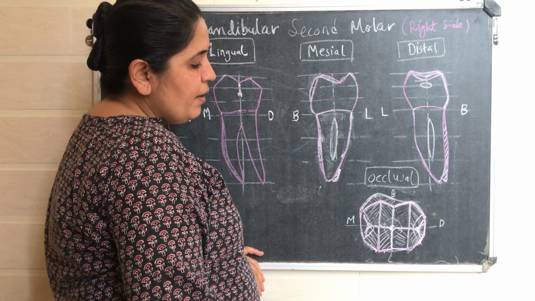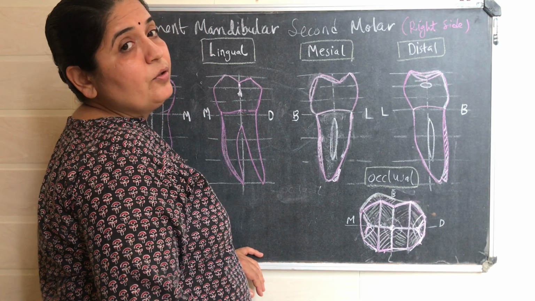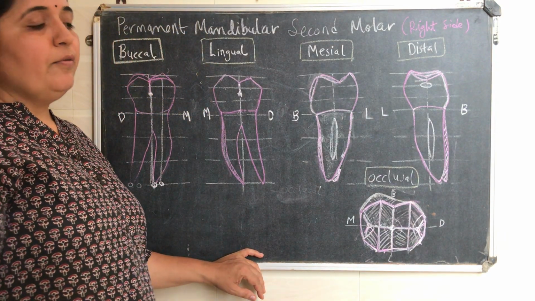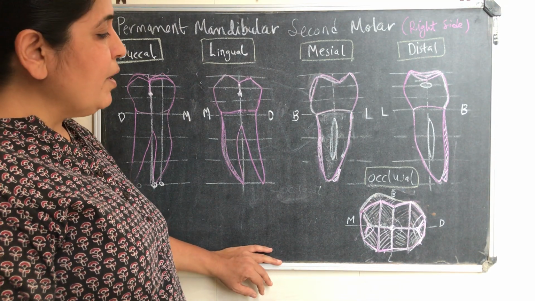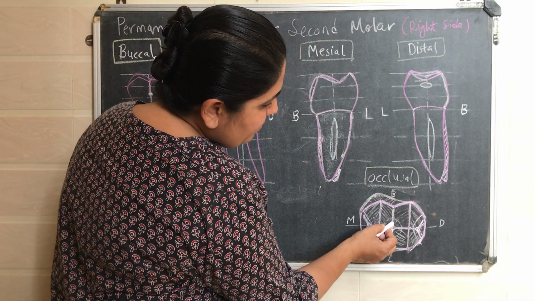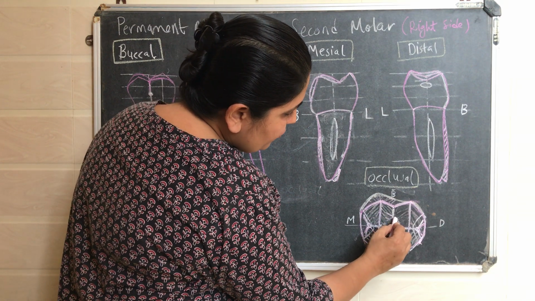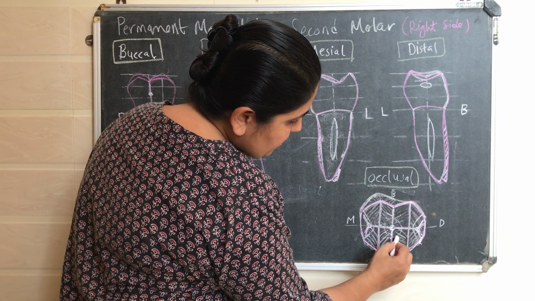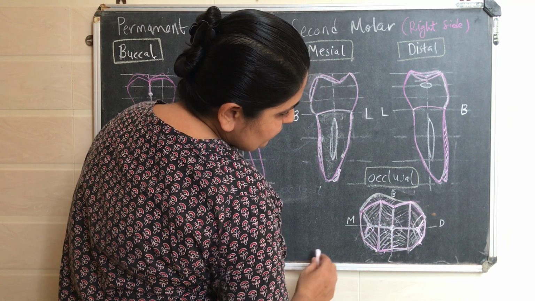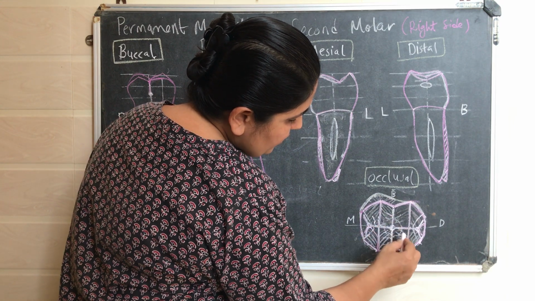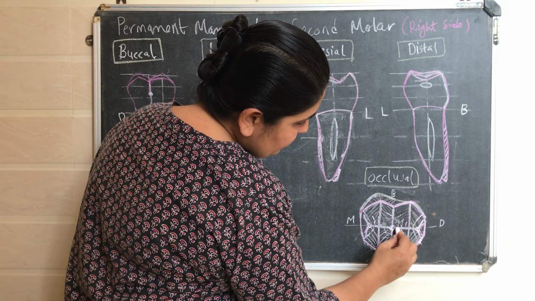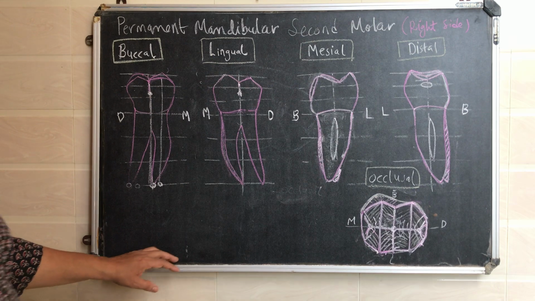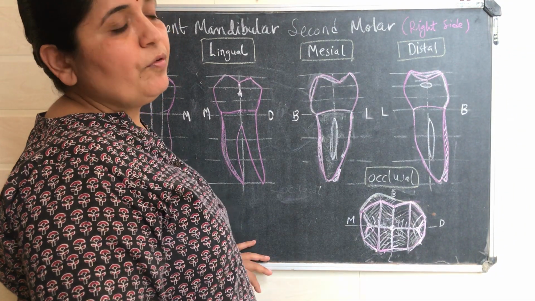Again, there are more supplemental grooves as compared to the first molar, making the occlusal surface very rough and wrinkled. Right? The supplemental grooves arise from the developmental groove and radiate onto the cusps. So more supplemental grooves are present on the occlusal surface, making it rough as compared to the first molar.